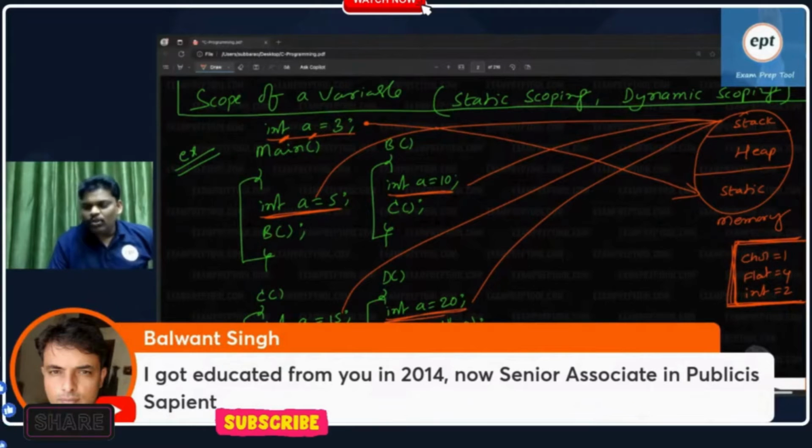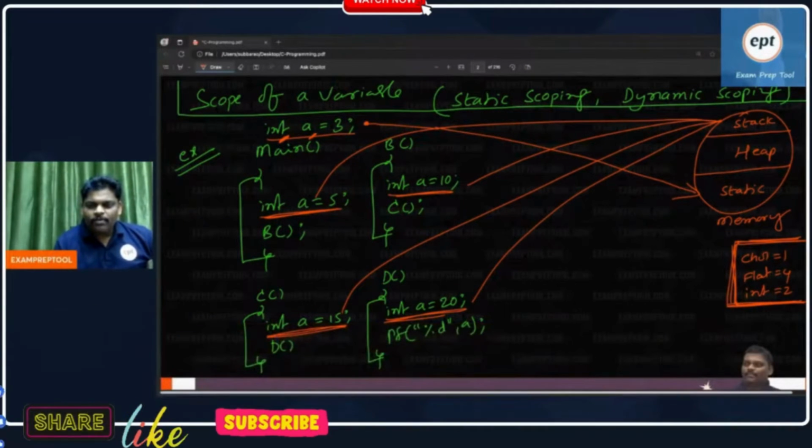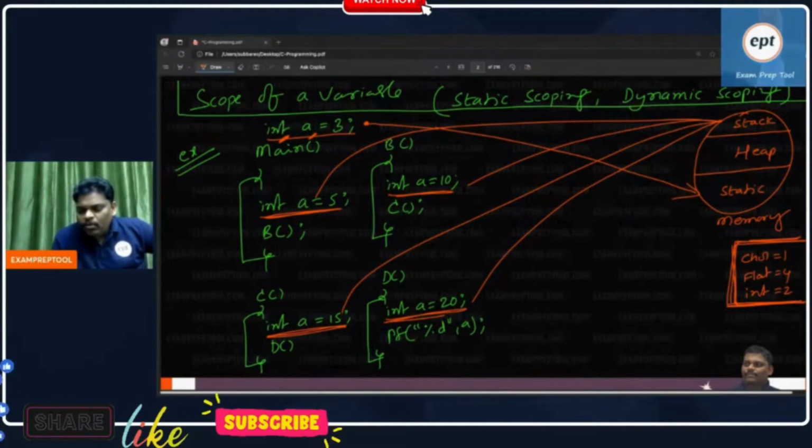Yeah, let's move to the topic. So there are three portions: heap area, stack area, static area. Global variable memory is in the static area, and local variable memory is in the stack area.